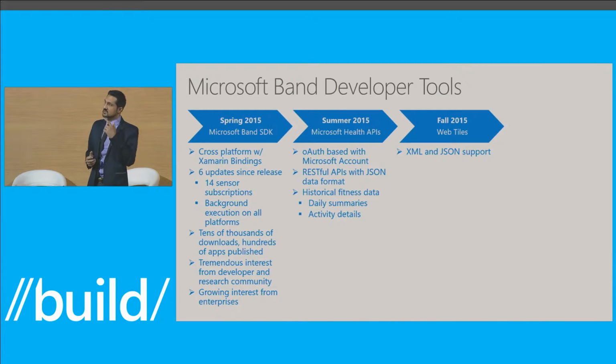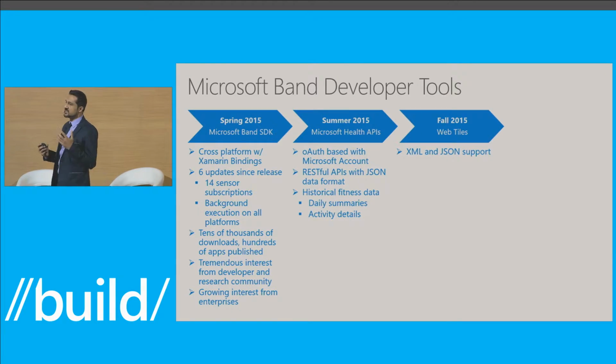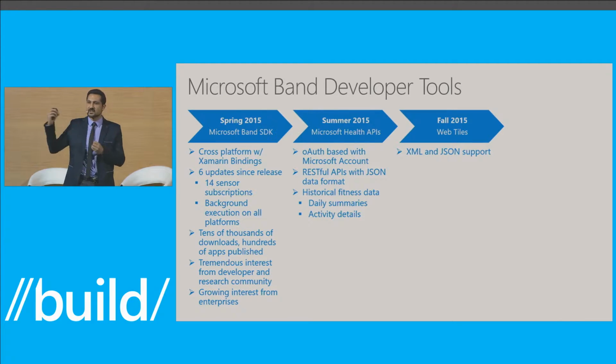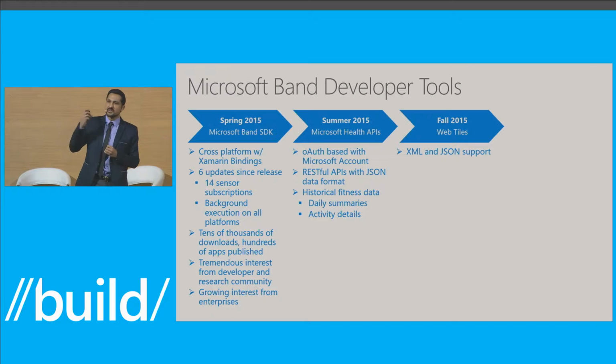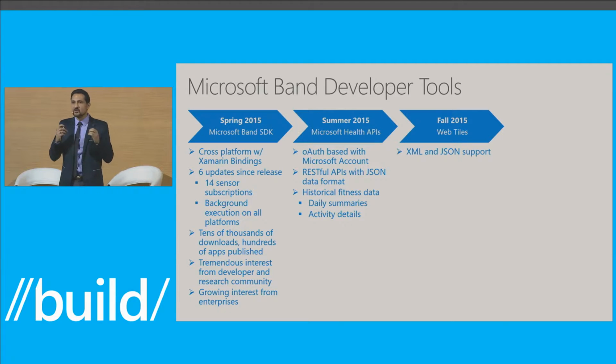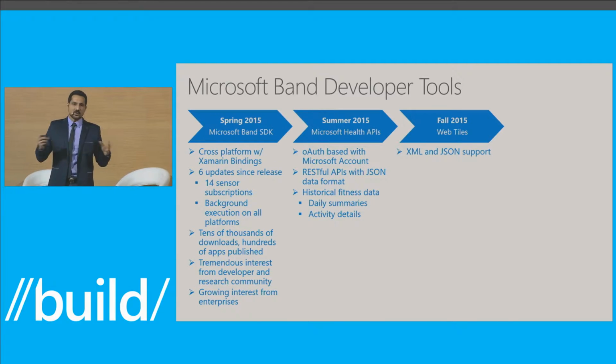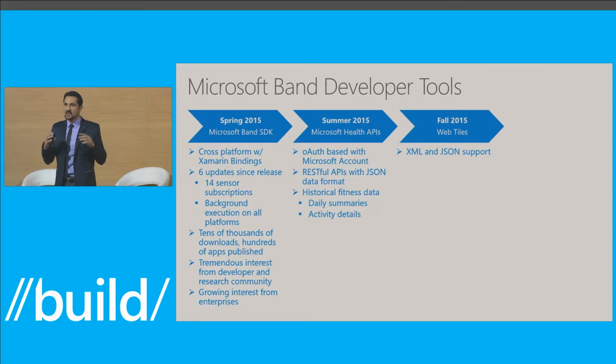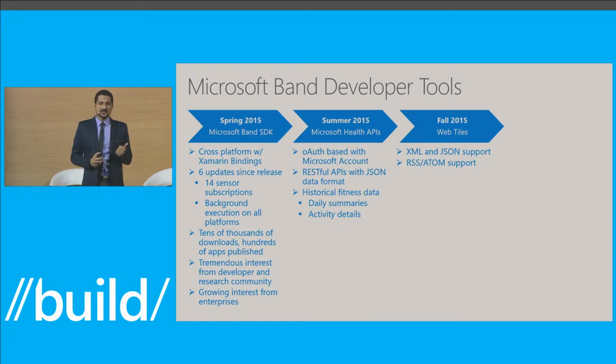What are the Web Tiles? Web Tiles are XML and JSON-based data sources, and you provide a manifest that takes that XML and JSON-based data source and takes that data onto the Microsoft Band. So you don't have to write any apps. You don't have to deploy any apps. You don't have to manage any apps. It's your data somewhere on the cloud, and it shows up on the Microsoft Band for your users without any application deployment or any application management. We added RSS and Atom support.